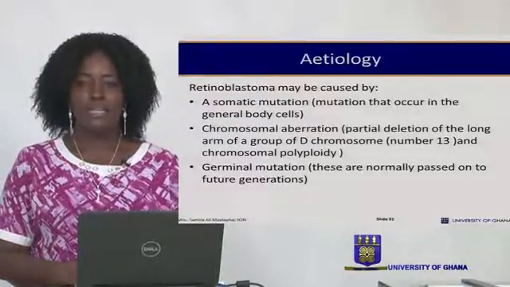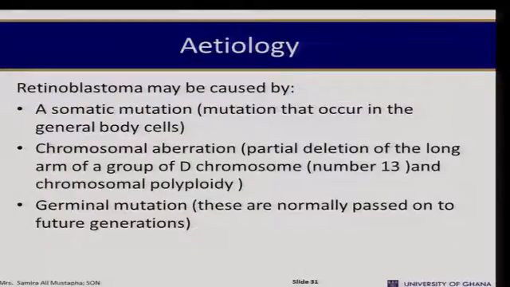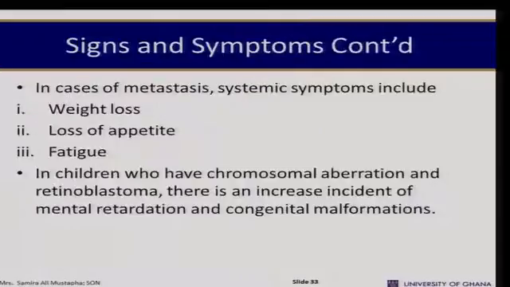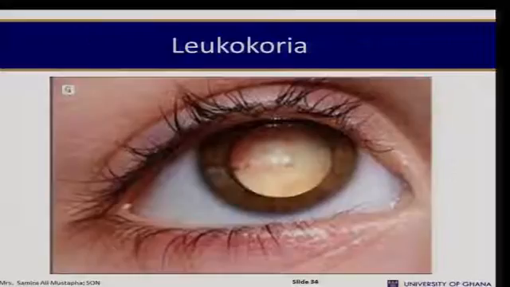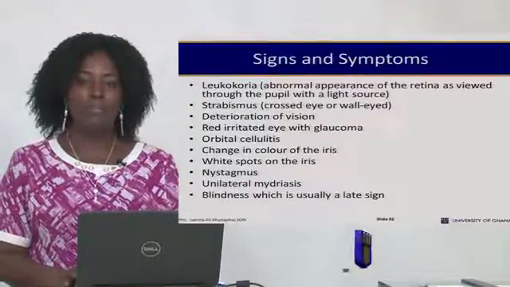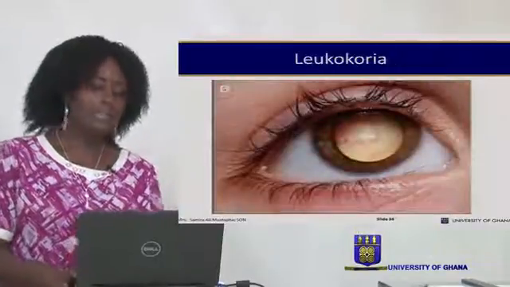And we have said here that it is either acquired or it is transmitted by mutation in the case of hereditary conditions. The signs and symptoms vary as you see. There is nystagmus and all that. And then there is also weight loss in advanced stages and fatigue. And so if you have this, as we said about leukocoria, where there is abnormal appearance of the retina viewed through the pupil of the eye, then this is how it appears.